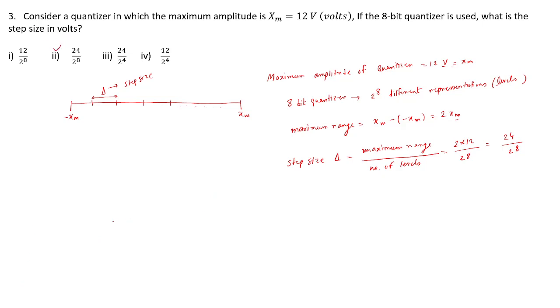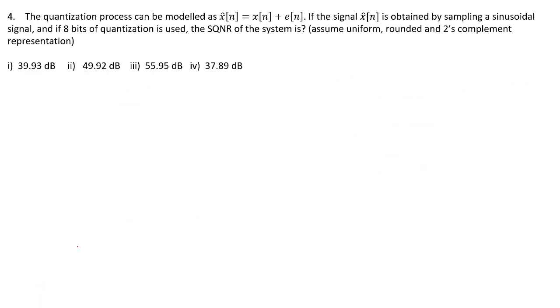That was pretty easy. Let us move to our fourth question. Here you can see the quantization process is modeled as x hat of n is equal to x of n plus e of n. If the signal x hat of n is obtained by sampling a sinusoidal signal and we are using 8 bits of quantization, what is the SQNR of the system? By the way, we are going to use uniform rounded 2's complement representation. We have seen in the lecture what that means.